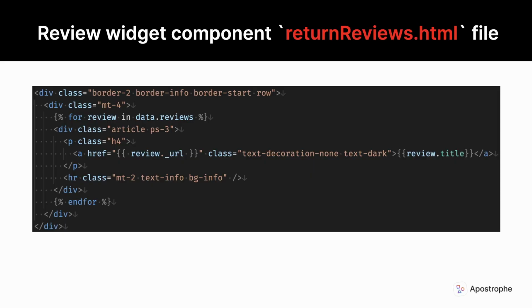Within this markup, we are creating a for in loop to step through each of the returned reviews. We are creating a link for each based on the computed URL and the title. If we wanted to alter this to include an image, we would have to change our project query builder.